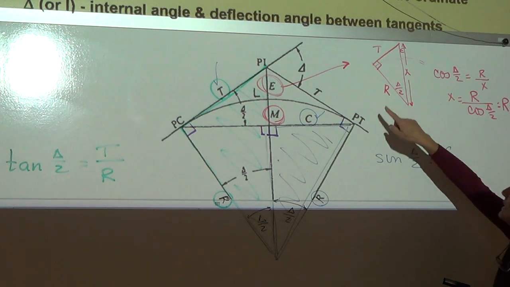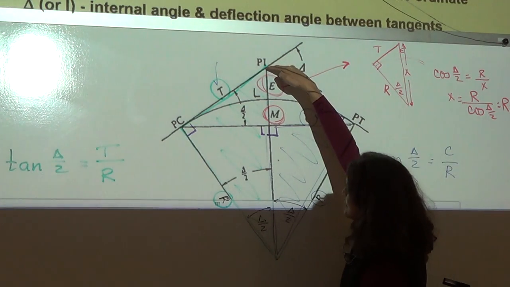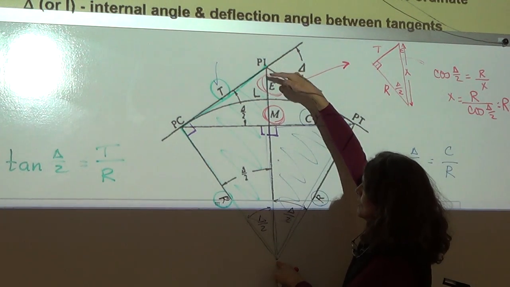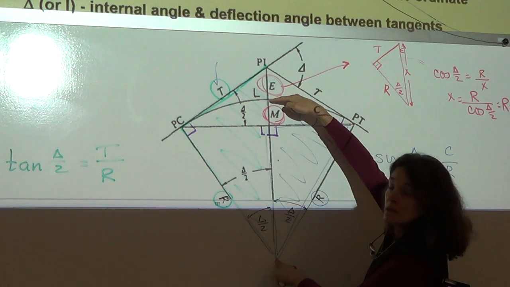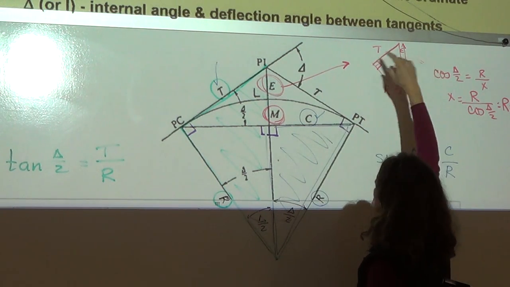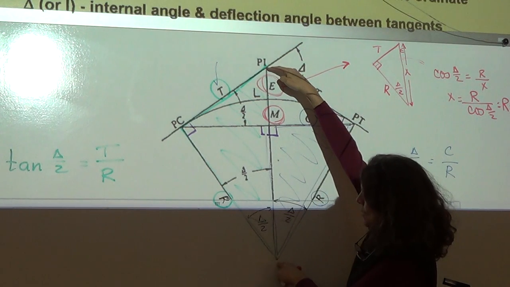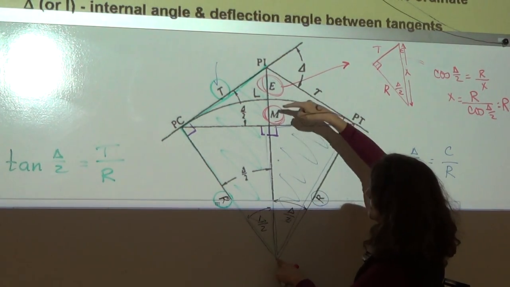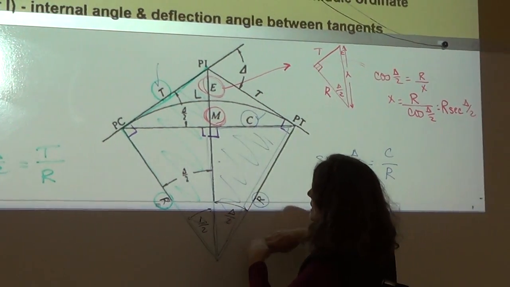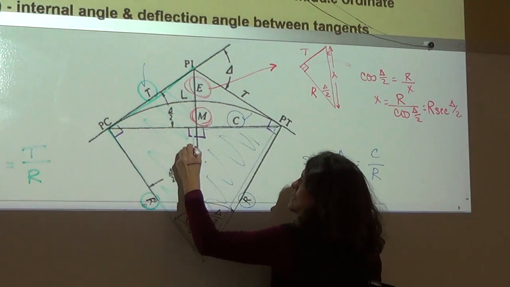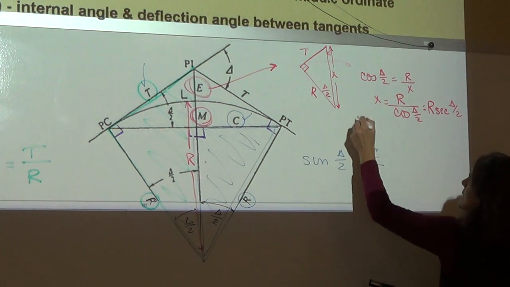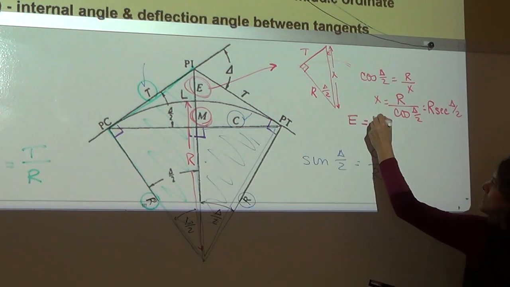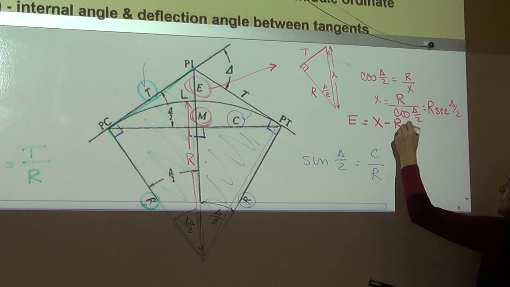And if I wanted to find E, if I now know the distance from here to here, don't I know the distance from here to here? Isn't that just R? I just calculated X. X went from the PI all the way down to the origin. And I know the distance from the origin to here because that's my radius. My radius goes from here all the way down here. So E is equal to X minus my radius.